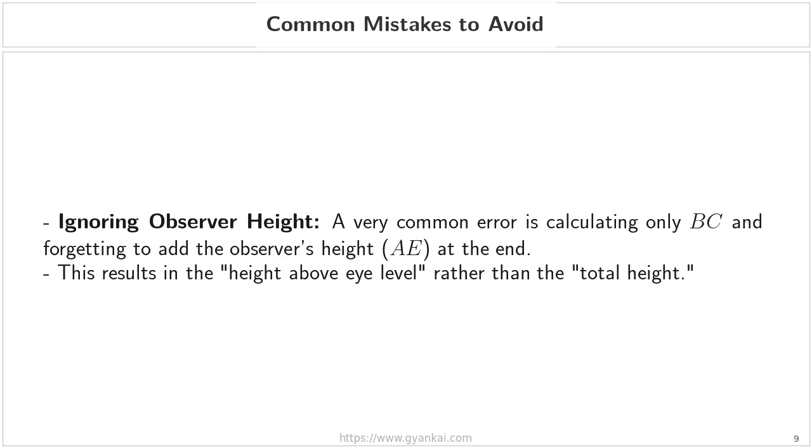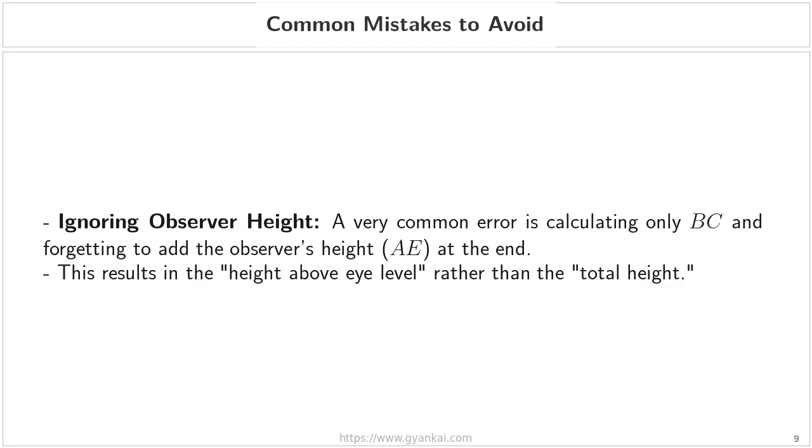When you perform your calculations, you are often finding the length of side BC, which is just the part of the object that sits above your eye level. If you stop there and forget to add the observer's height, which we call the E, your final answer will be incomplete. Remember, your calculation gives you the partial height. You must add that initial vertical distance from the ground to the eye to find the true, total height of the object.